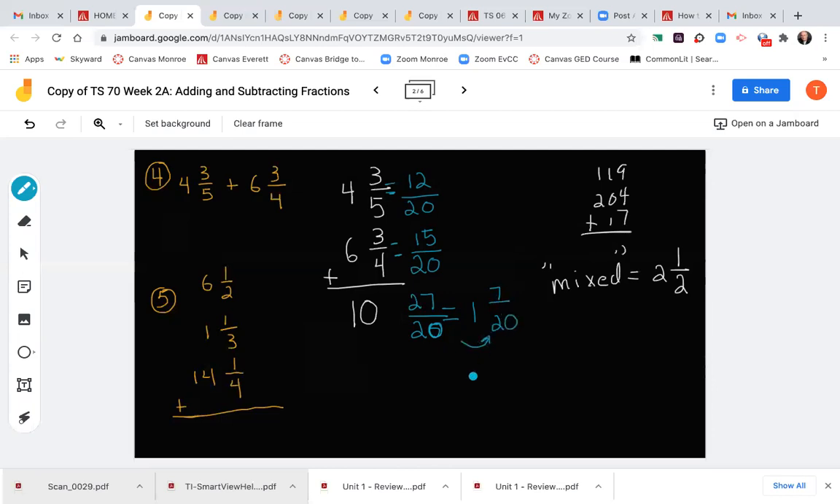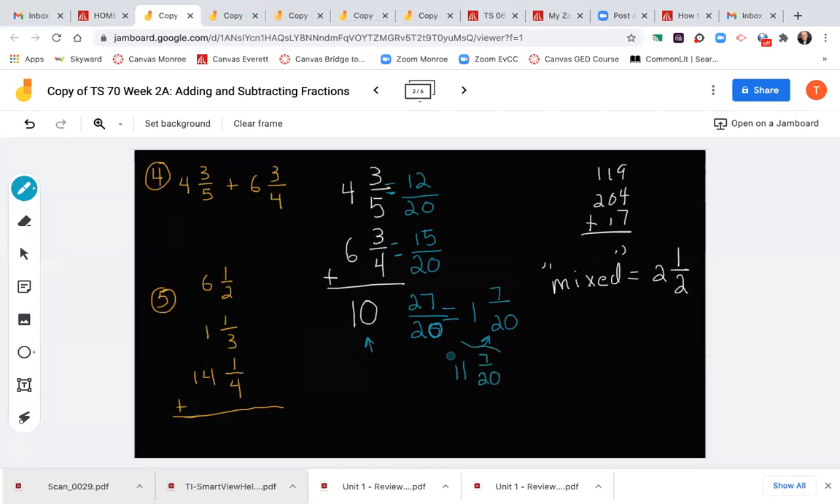Now, here's where some students make a mistake. They think, I'm all finished, yay, moving on to the next problem. What about this 10 over here? Don't forget the 10. That's the whole number, and 1's the whole number. So I'm going to add them together, and I'm going to get a final answer of 11 and 7/20ths, okay?